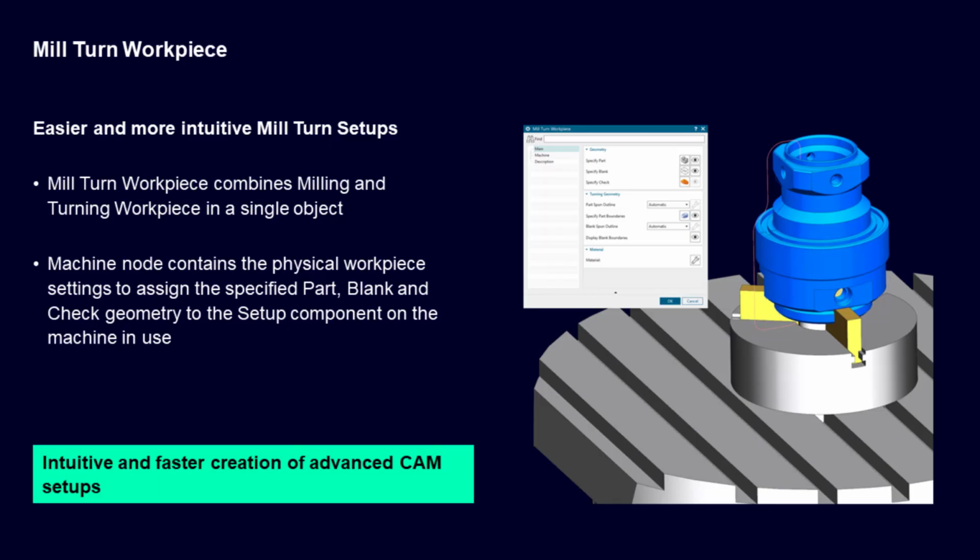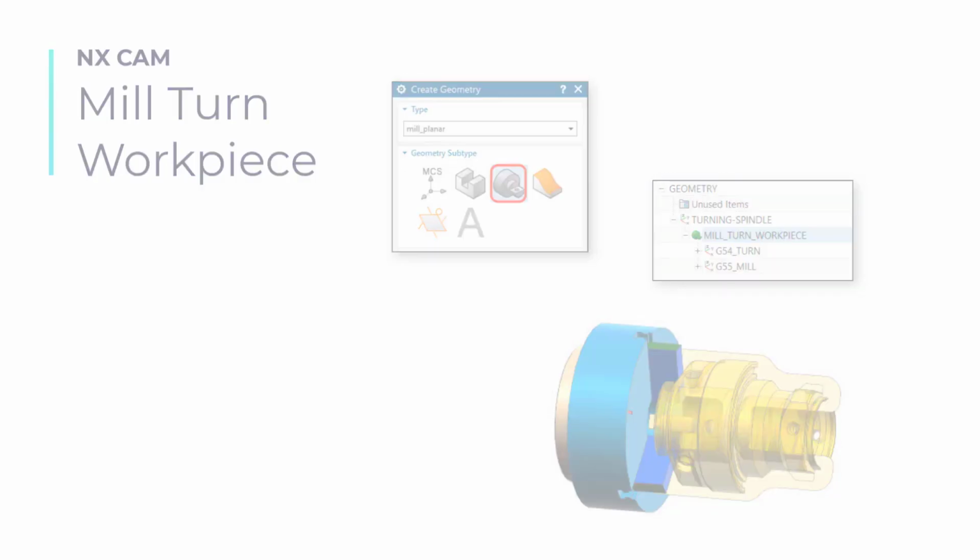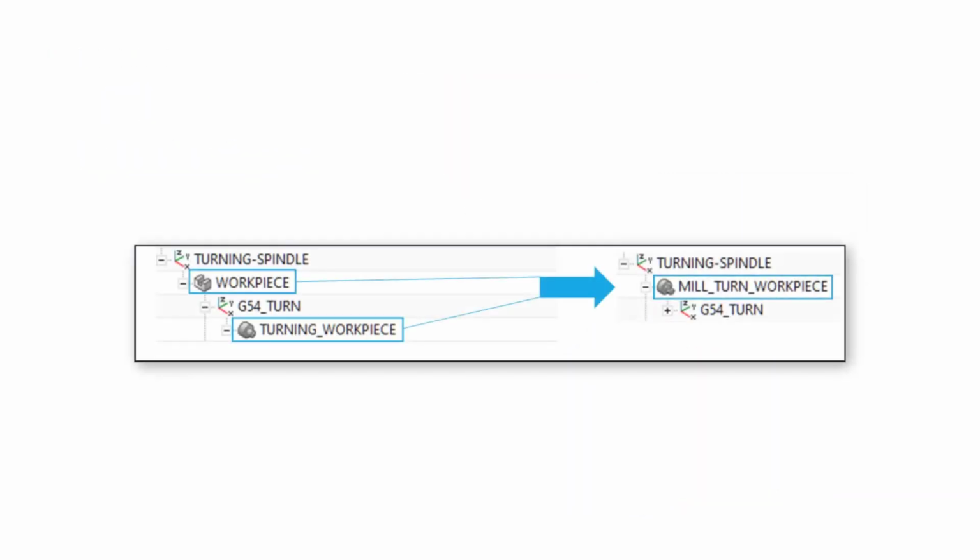A new workpiece called Mill Turn Workpiece has been added. This is making it simpler to create mill turn setups, as both milling and turning geometry is defined in this single geometry object. The Mill Turn Workpiece object is available in milling and turning type templates, and only when a machine tool is loaded. It combines the milling workpiece and the turning workpiece definition in a single geometry object, and should be used in setups where you do turning and milling operations, or turning operations only. This new feature provides a more intuitive and faster creation of advanced CAM mill turn setups.